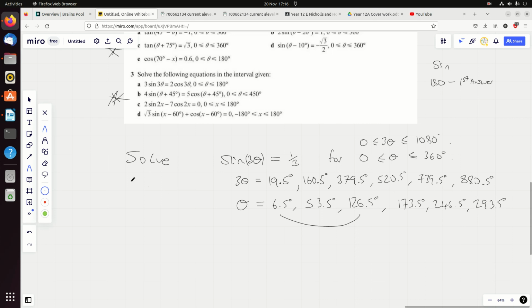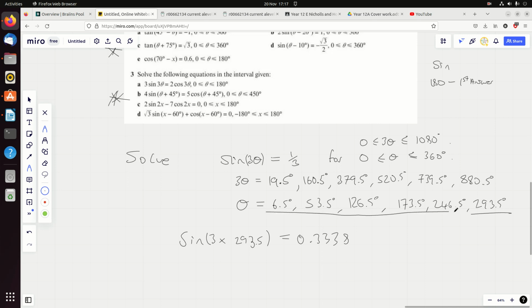Now, there's a lot going on there. So let's say you're suspicious that your last answer is probably wrong. How can we check it? Plug it into a calculator and see if it equals a third. So I'm going to do sine of 3 times 293.5. It should equal a third, or very, very close. The moment of truth. Okay, I get 0.3338, but it's so close to a third. The reason why it isn't exactly a third is because we rounded it earlier.